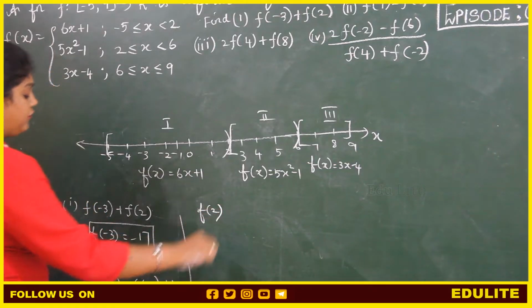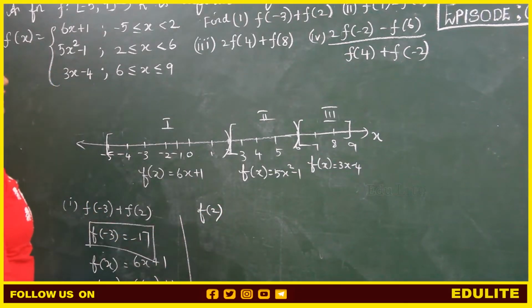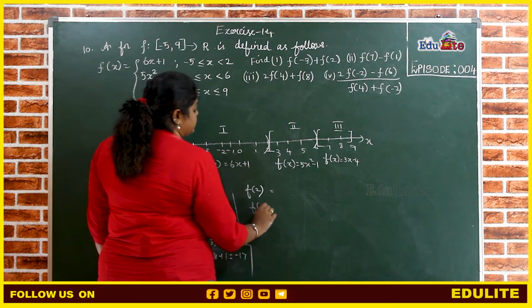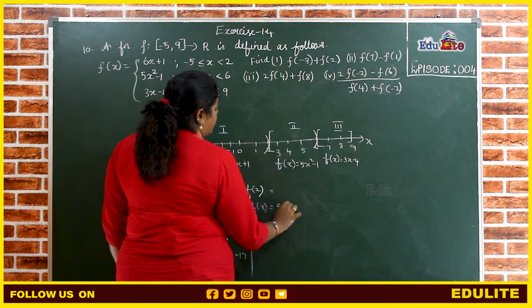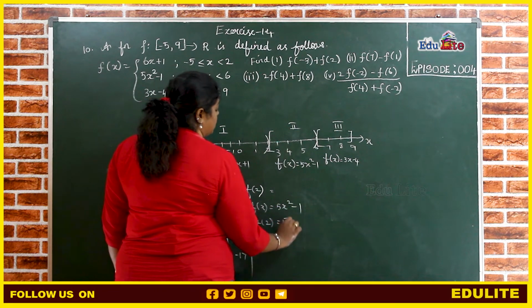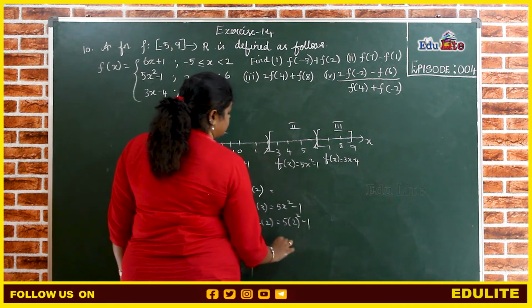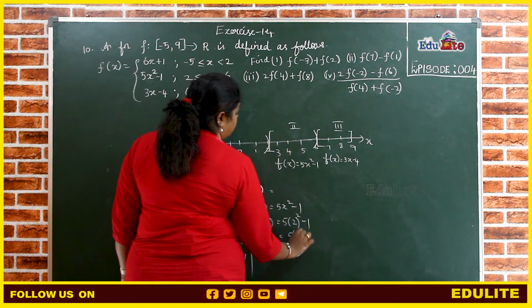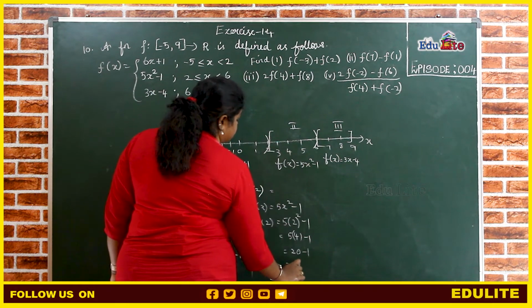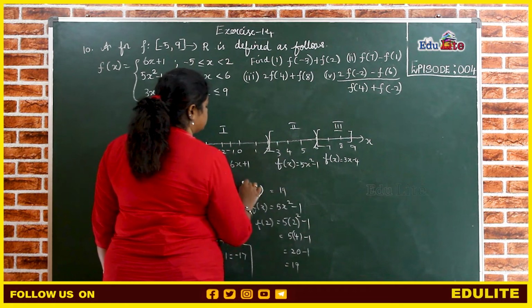Next we will find f of 2. If the x value is 2, we have to use the second interval. f of x equals 5x squared minus 1. So, f of 2 equals 5 into 2 squared minus 1, 5 into 4 minus 1, 5 4s are 20 minus 1, which is 19. Therefore, f of 2 equals 19.